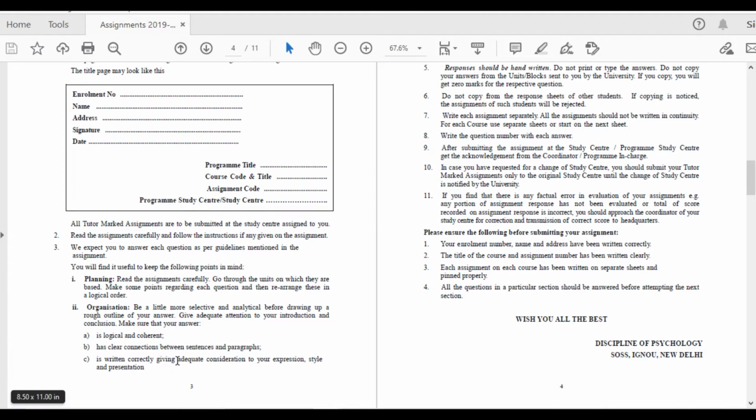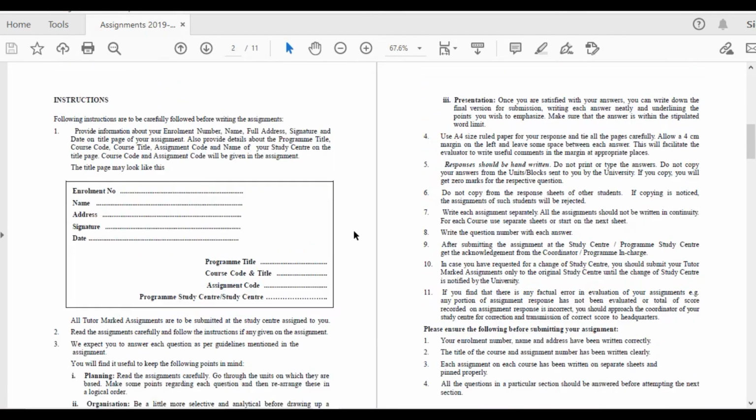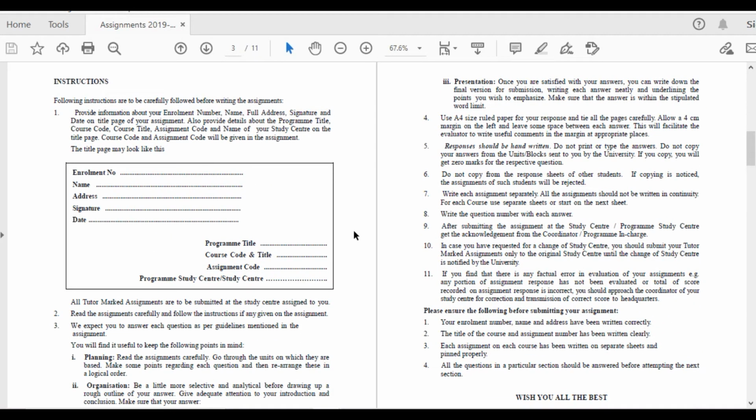Now, the answer is written correctly, giving adequate consideration to your expression, style, and presentation. Okay, so your presentation also really matters here. Your handwriting, your ruling, like you have organized the content in a very well boxed manner, so give some rule lines. I have posted another video on how to write your assignments and how to file your assignments.